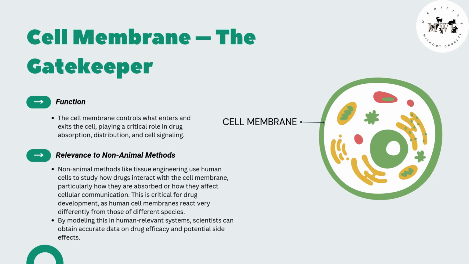Because you want to be able to create a drug, we're talking about medical drugs here, that is safe for human beings. And so we want it to be able to target the right part of us. So whether they are absorbed and whether they positively or negatively affect cellular communication are critical factors to consider for drug development. And remember, human cell membranes react very differently from those of different species. And so if we model this in human-relevant systems, scientists can obtain accurate data on how effective a drug is and also any potential side effects.